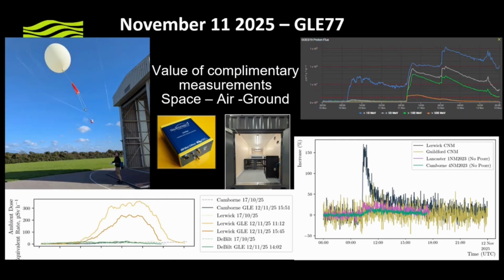An example of this was in November last year when we had a ground level enhancement. So this is where the radiation is able to penetrate down to the Earth's surface. As I mentioned before, generally the Earth's atmosphere filters out much of the radiation, but in this case we saw an increase in high energy particles following a solar flare, and this penetrated all the way down to ground levels.